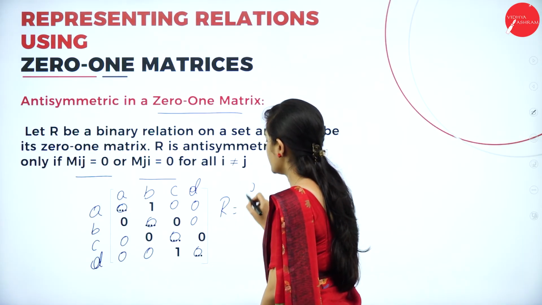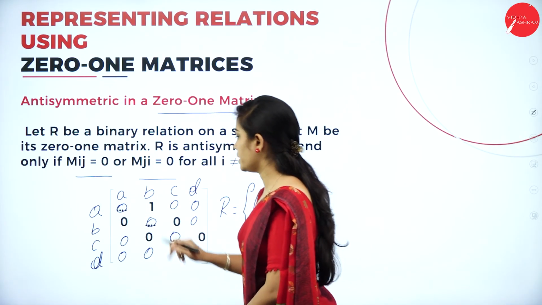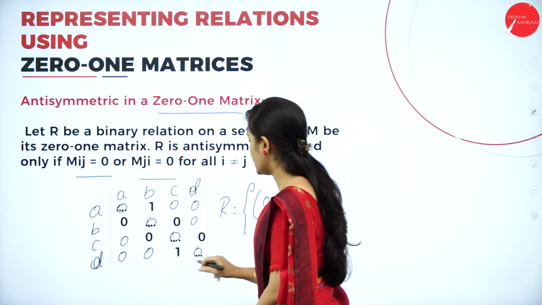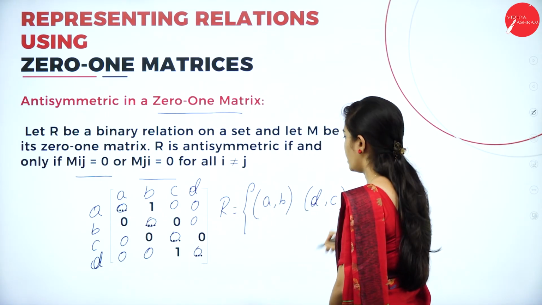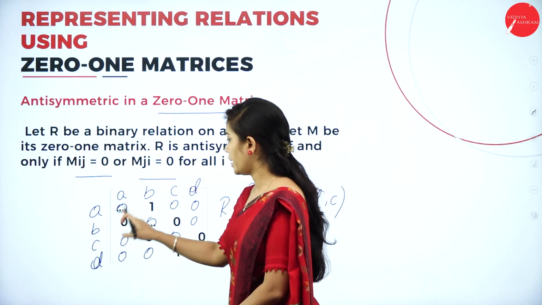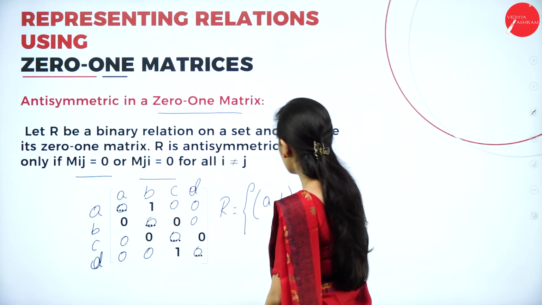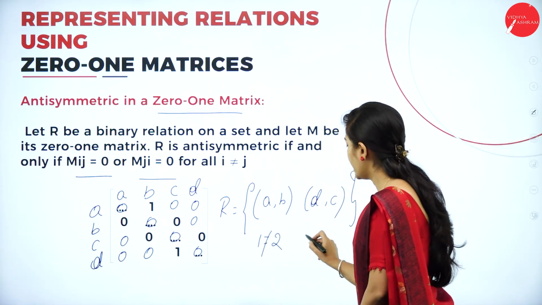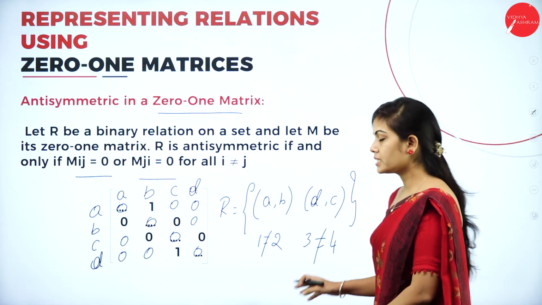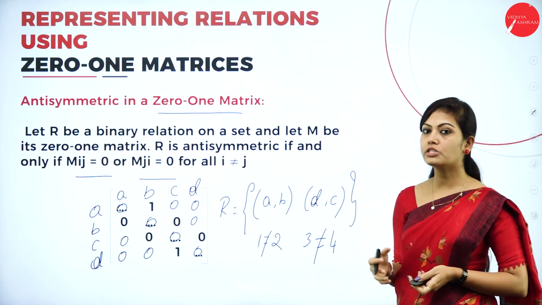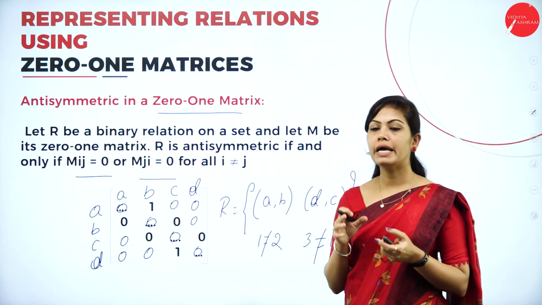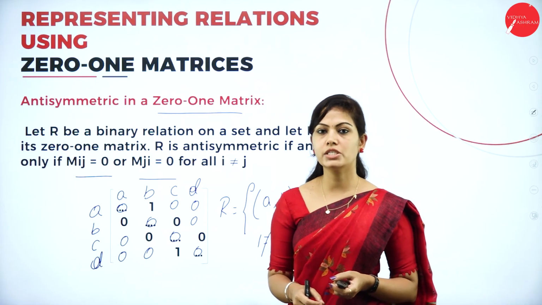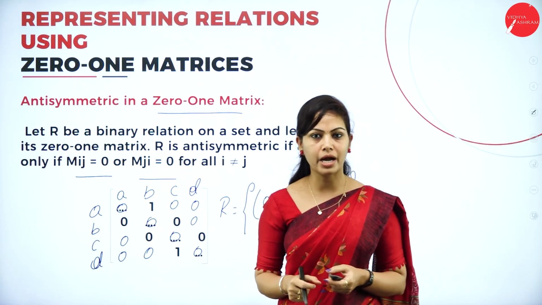Now, relation R is, in place of AB, I have 1, A and B. And in place of DC, I have 1. So the remaining are 0. AB is 1 and DC is 1. Example, 1 is not equal to 2, and 3 is not equal to 4. It is called the anti-symmetric property. It is the opposite of the symmetric property. So this is about relations in a 0-1 matrix. We have studied so many properties on relations that we can apply in a 0-1 matrix also.